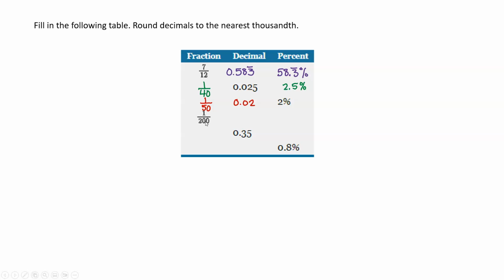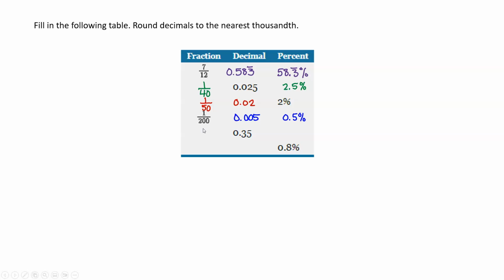1 over 200, already in lowest terms, so you would carry through the division. And when you do that, you get 0.005. This is tenths, hundredths, thousandths, so you have 5 thousandths here if you wanted to read it that way. But again, to make it a percentage, this would move 2 spaces to the right, and you would end up with 0.5%.